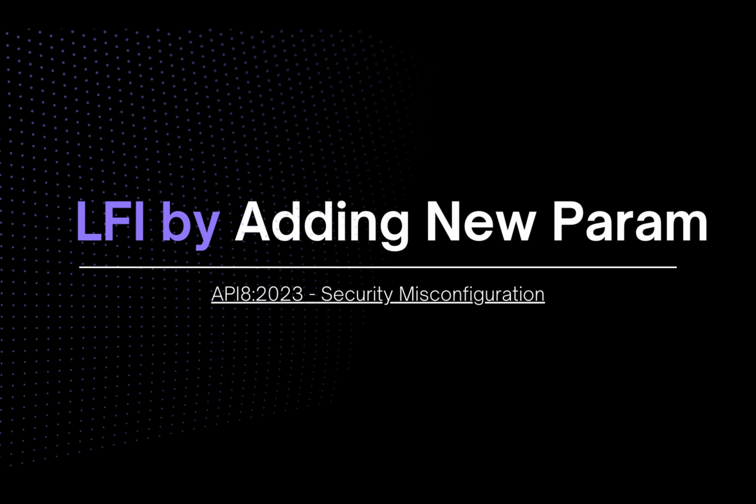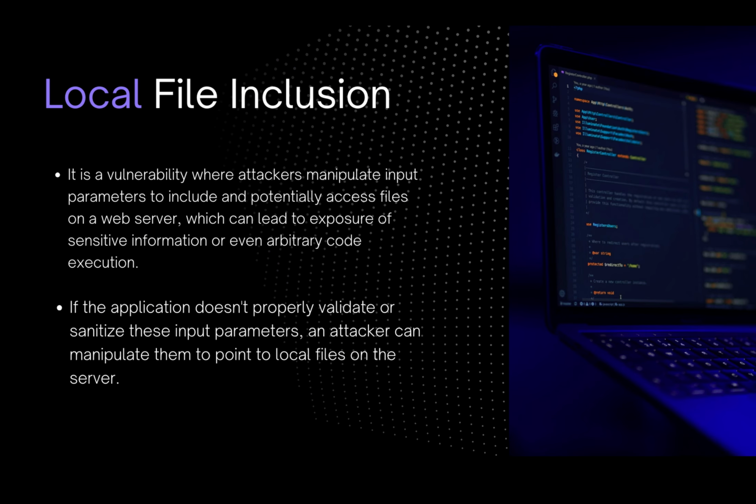Hey there! In this video, we will see how you can write your own custom YAML template, that is, local file inclusion, by adding a new parameter. Local file inclusion is a vulnerability where attackers manipulate input parameters to include and potentially access files on a web server, which can lead to exposure of sensitive information or even arbitrary code execution. So this happens when the application is not properly validating or sanitizing input parameters.